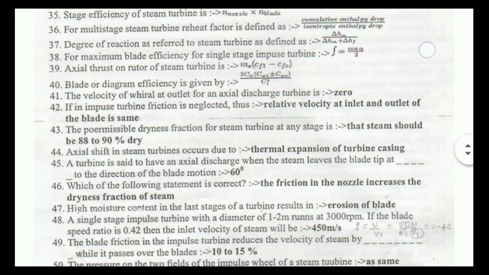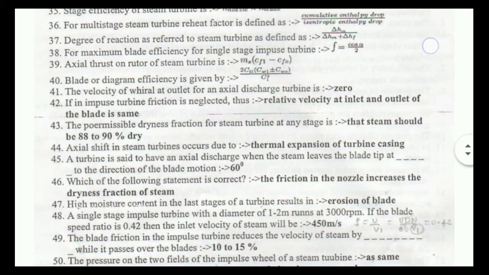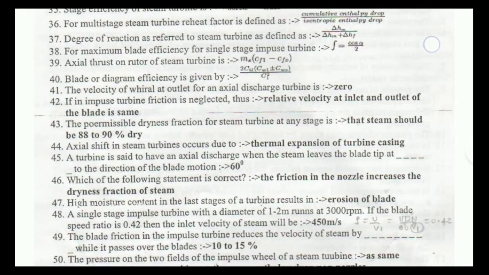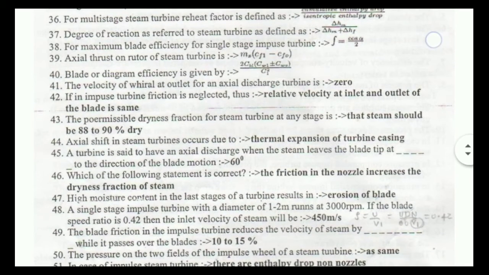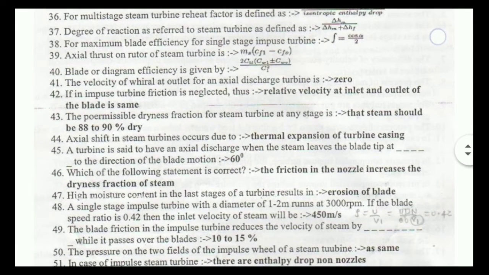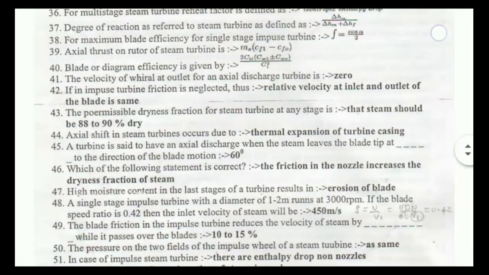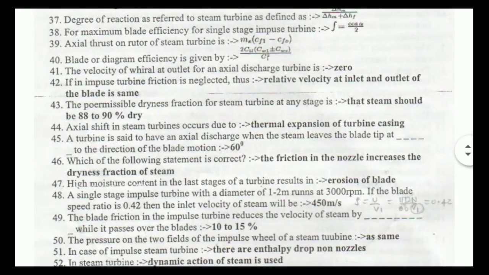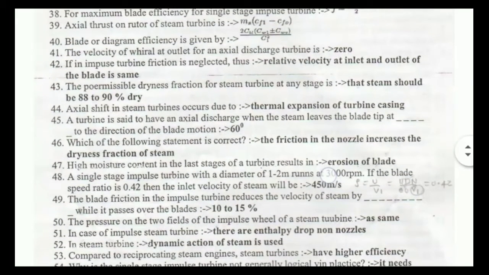Delta Hm by delta Hm plus delta Hf. 38th is also important. Maximum blade efficiency is cos squared alpha by 2. Axial thrust is m into Cf1 minus Cf2. Sometimes it may be Vf1 minus Vf2. And also blade or diagram efficiency is 2 into u into Cw1 plus Cw2 by C1 square. Sometimes the C is denoted by V, that is 2 into u into Vw1 plus Vw2 by V1 square, like that.